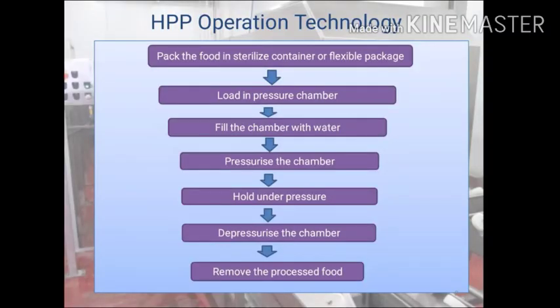This is the complete flowchart of high pressure processing technology. First, the food is packed in a sterilized container or flexible package, and loaded in a pressure chamber, followed by the filling of this chamber with water. After this, the chamber is pressurized and held under pressure for a specified period of time. After this, the chamber is depressurized, and after depressurization, the final product is removed from the pressure vessel.